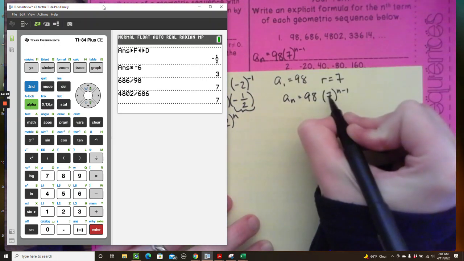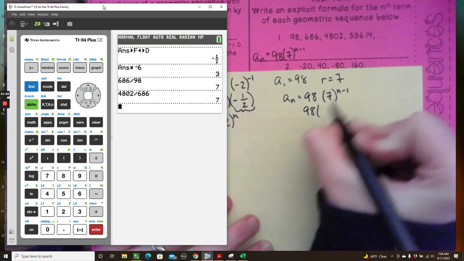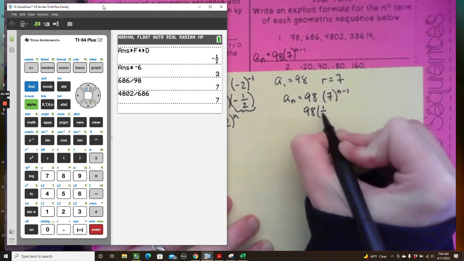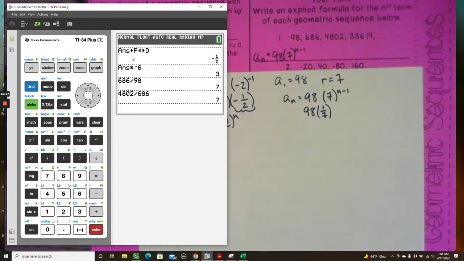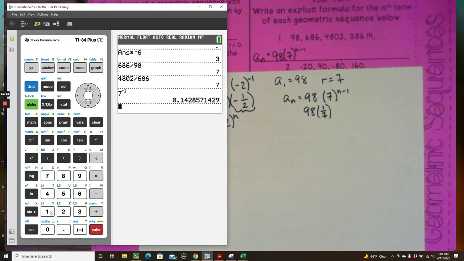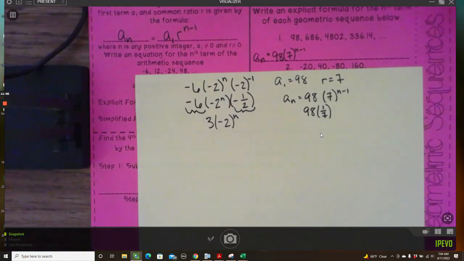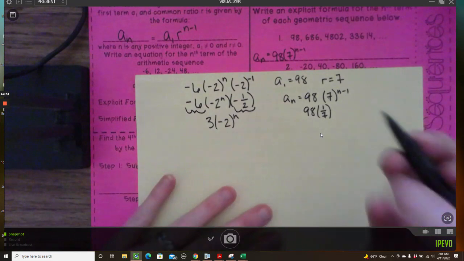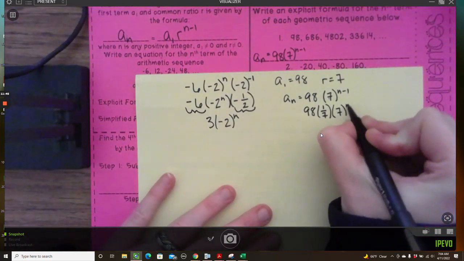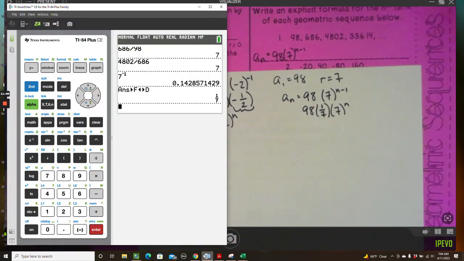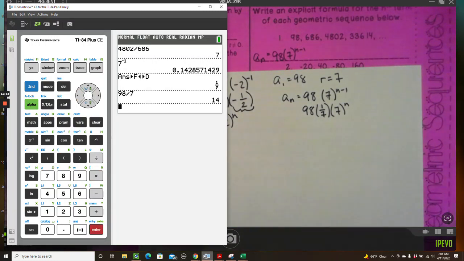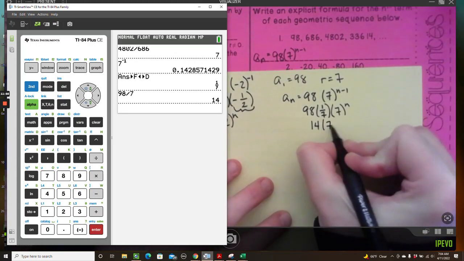If I work this out, I would have 98. 7 to the negative 1 is 1/7. I don't want you to get confused with that negative sign in there. 7 to the negative 1, that negative 1 as an exponent flips the number into its reciprocal. And then I would still have 7 to the n. So 98 times a 7th is the same as 98 divided by 7. So I would have 14 times 7 to the n.